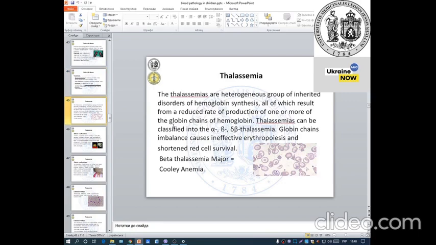Thalassemia is another type of hemoglobinopathy. Thalassemias are a heterogeneous group of inherited disorders of hemoglobin synthesis, all of which result from a reduced production of one or more of the globin chains in hemoglobin. Thalassemia can be classified into alpha, beta, and delta thalassemia. Globin chain imbalance causes ineffective erythropoiesis and shortened red cell survival.